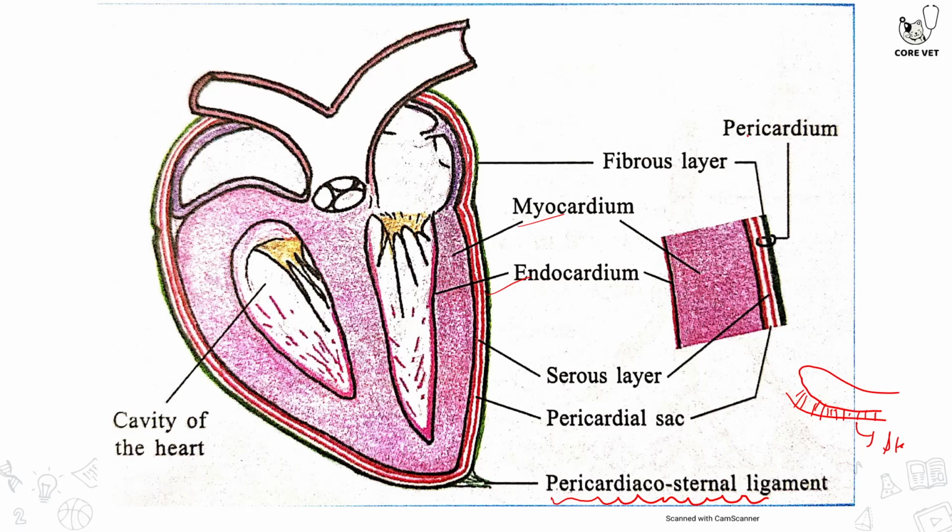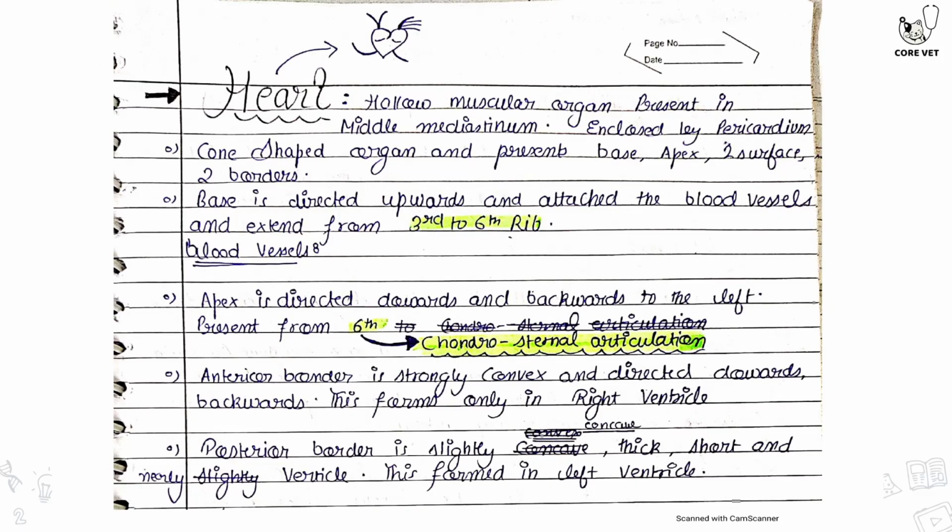of the heart. I'm not discussing this over here. So the heart is a hollow muscular organ present in the middle mediastinum. We all know there are three mediastinum: the anterior, the middle, and the posterior mediastinum. The heart is enclosed by the pericardium, obviously. It is a cone-shaped organ. It has a base, apex, two surfaces, and two borders.